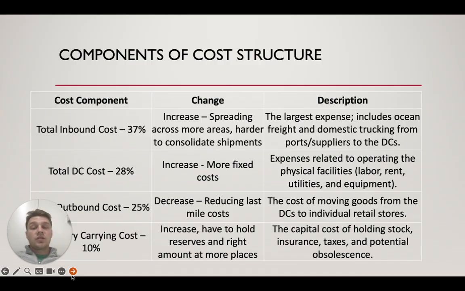Outbound cost, this was the nice thing. This is the only one that's going to decrease as you add more warehouses, because your warehouses will be closer to their end destination, where they're trying to go. Just as you have more around the country, there's more to pick from.